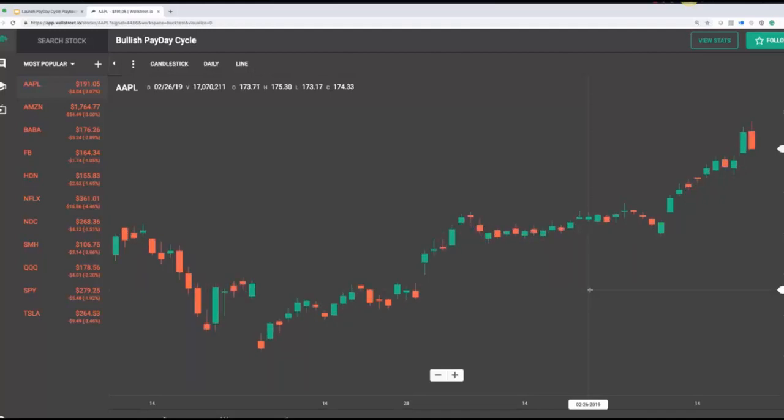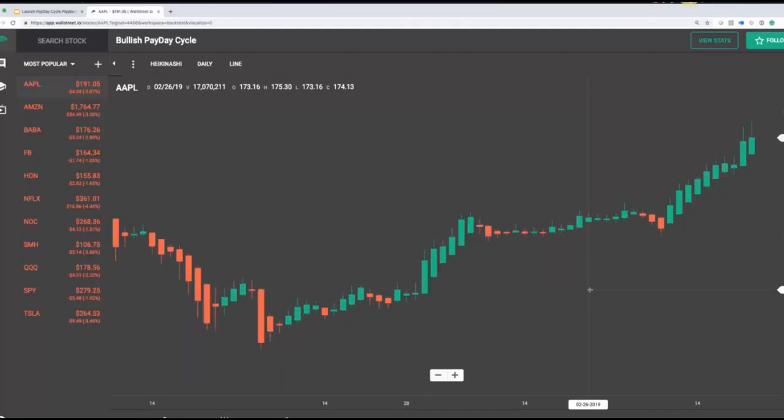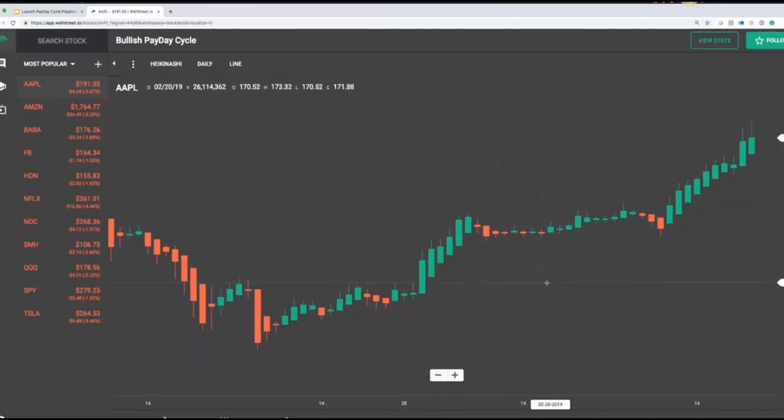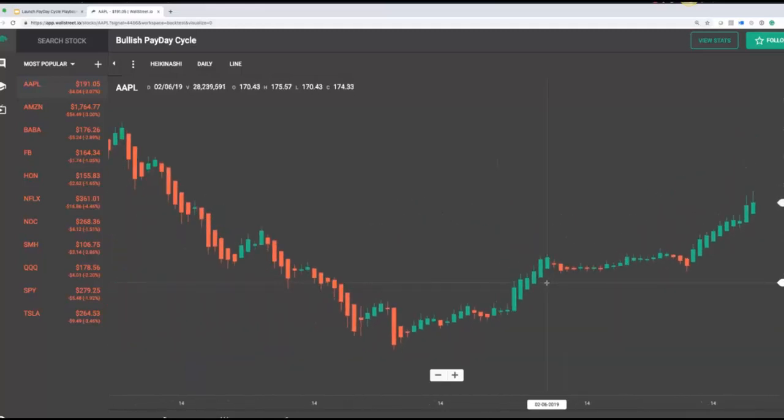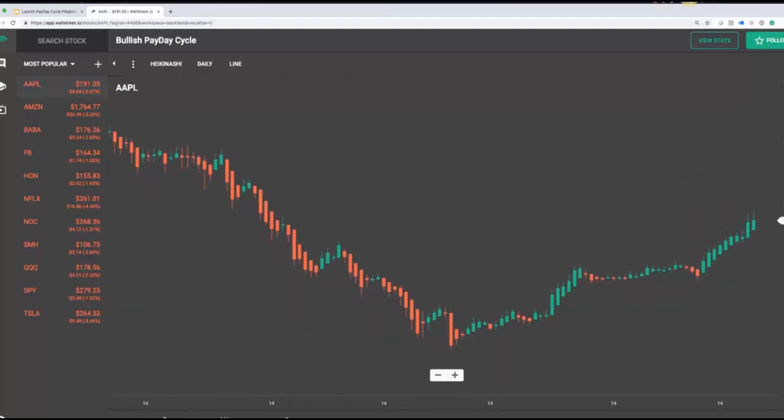So I'm just going back and forth. Here's your candle. Here's your Heikin-Ashi. One of the reasons I use this is because it really helps smooth out the trend, eliminates a lot of the noise, and makes it easier to see really good entries and exits for swing traders.